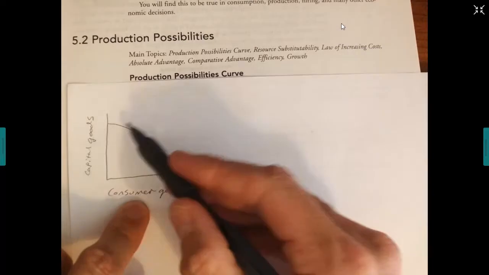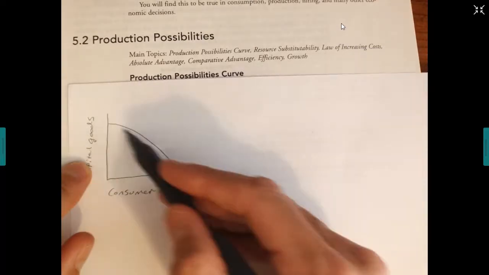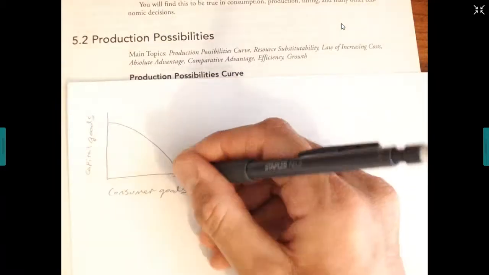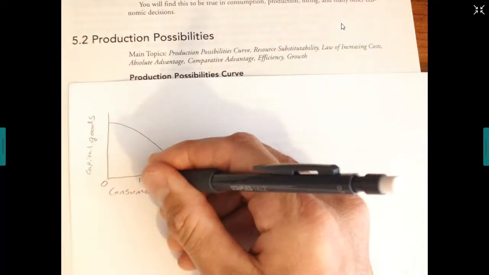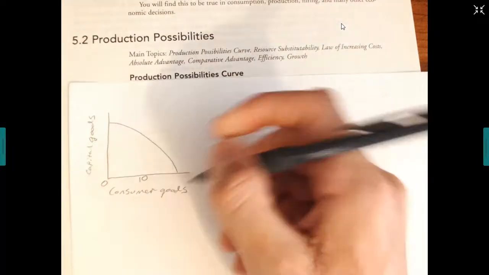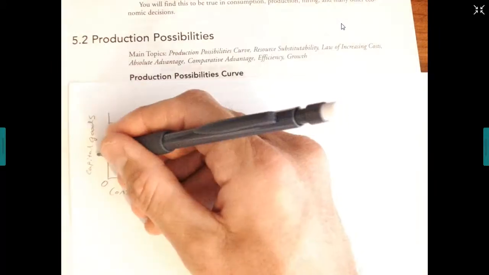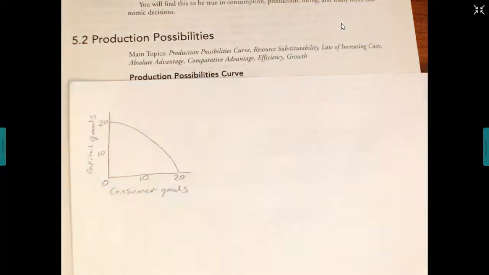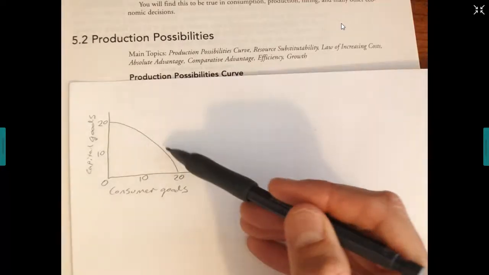Now, the curve here represents how much stuff an economy can produce. This will be kind of a number line. Let's say that in the corner here is 0, here we'll say that's 10, and here is 20. We'll make this pretty easy. So an economy, if it's producing efficiently, can produce anywhere on this production possibilities curve.